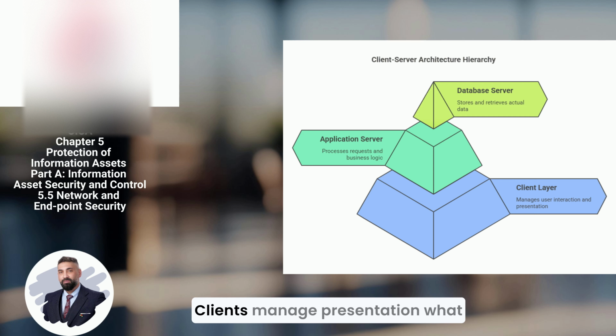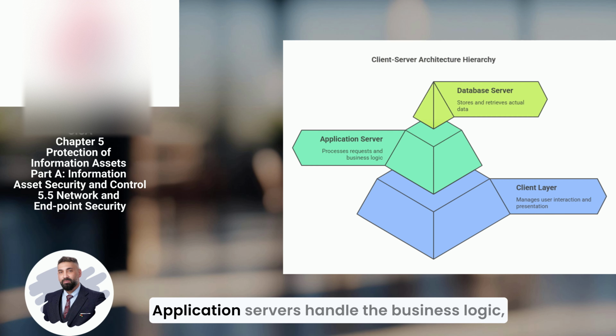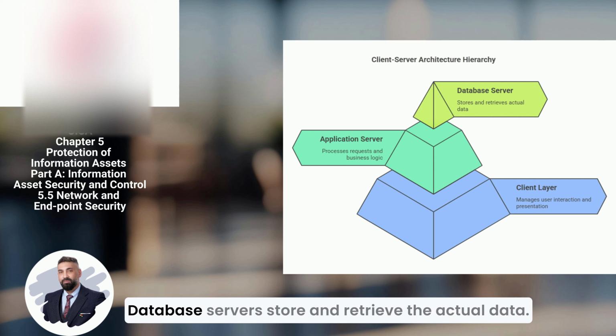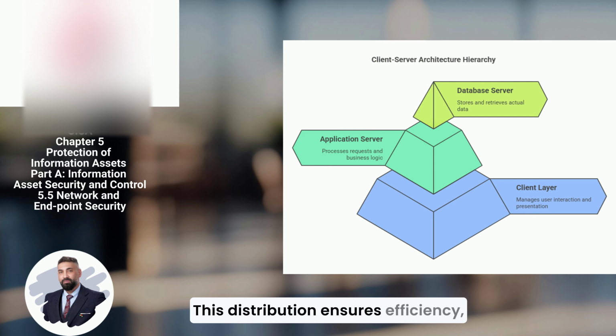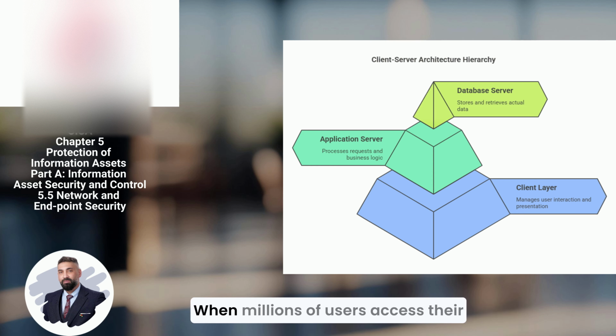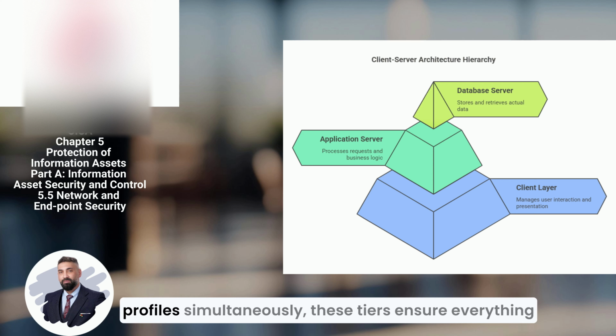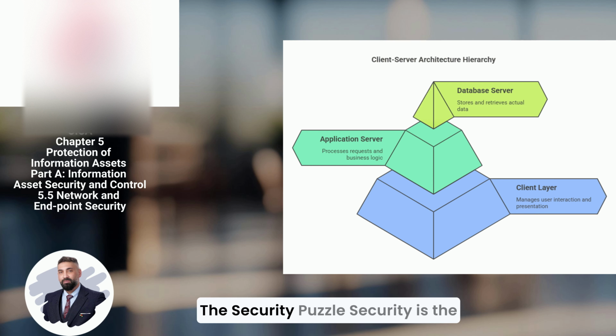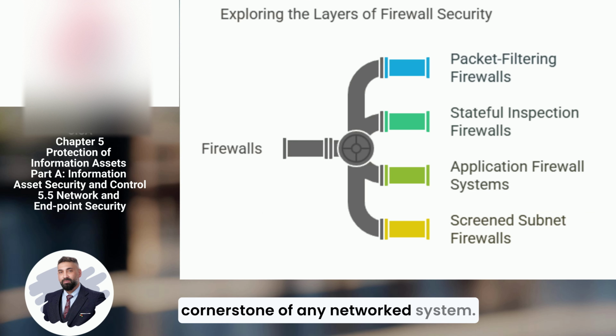In larger systems, we encounter multi-tiered architectures, especially the elegant three-tier model. 1. Clients manage presentation, what the user interacts with. 2. Application servers handle the business logic, processing requests and making decisions. 3. Database servers store and retrieve the actual data. This distribution ensures efficiency, reliability, and growth potential. For instance, think about popular web platforms. When millions of users access their profiles simultaneously, these tiers ensure everything runs smoothly behind the scenes.